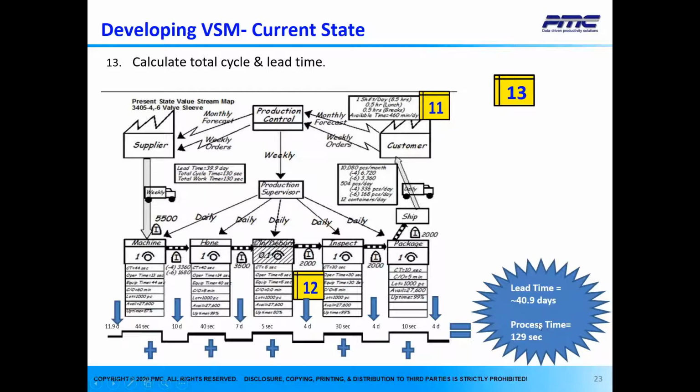The process time is the sum of these process times, right? 44, 40, 5, 30, 10, only a little bit over 2 minutes. So for 2 minutes of process time of operations, we have 41 days worth of inventory. Think about the cost of that.